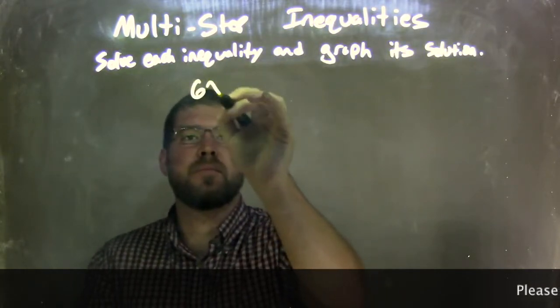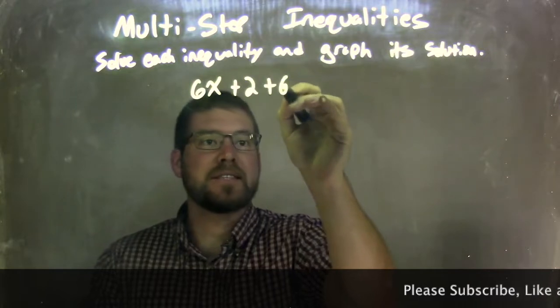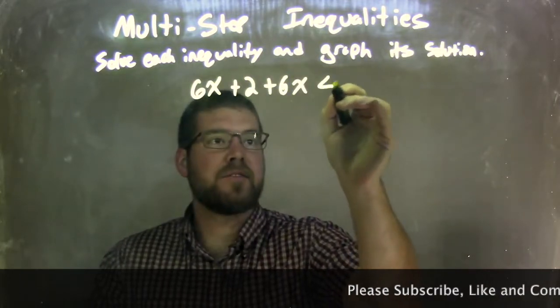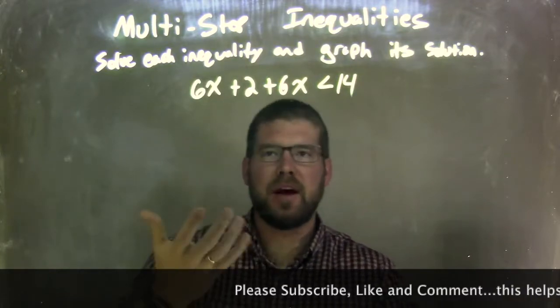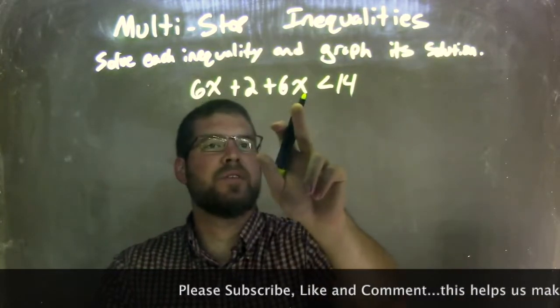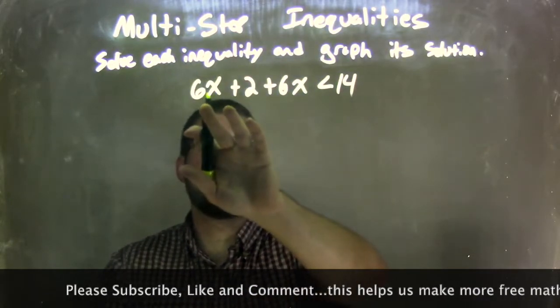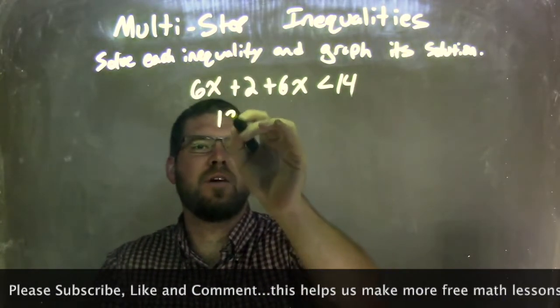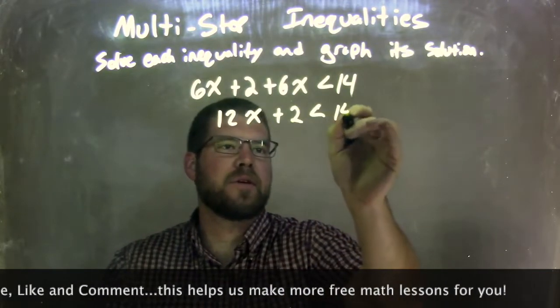6x plus 2 plus 6x is less than 14. Okay? Well, I need to combine my x's together on that one side. So 6x plus 6x, I'm kind of going to jump the gun here. Skip the 2. 6x plus 6x is 12x. And now I'm left with the 2. There is less than 14.